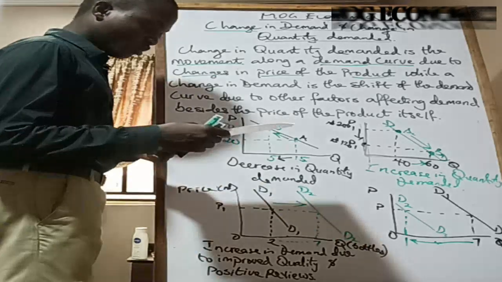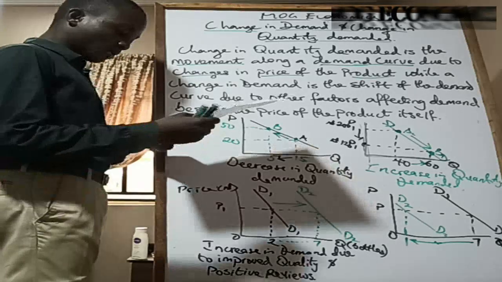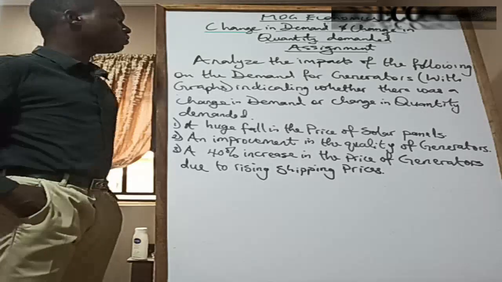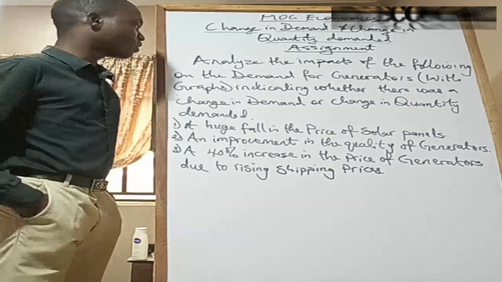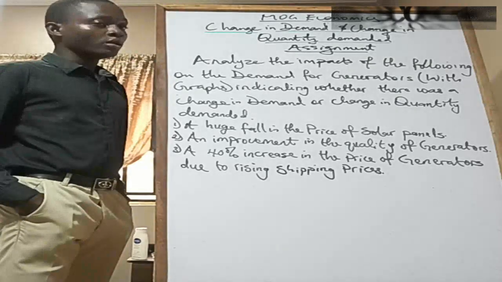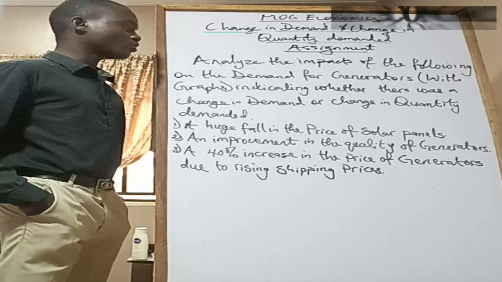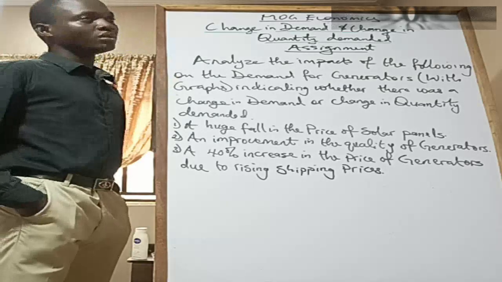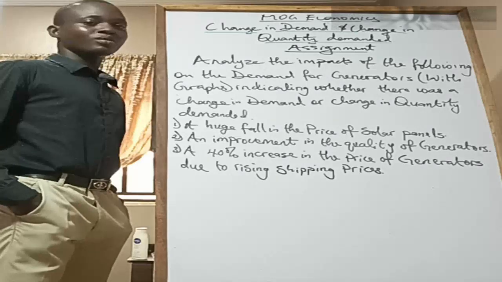Okay, did I leave any assignments? Yeah, I left an assignment. Our assignment is to analyze the impact of the following on the demand for generators with graphs. We are going to analyze them with graphs, indicating whether there was a change in demand or a change in quantity demanded. So you look at it: a huge fall in the price of solar panels. How is it going to affect the demand for generators? Is it a quantity demanded? You just tell me whether it is going to cause an increase in quantity demanded, a decrease in quantity demanded, an increase in demand, or a decrease in demand.